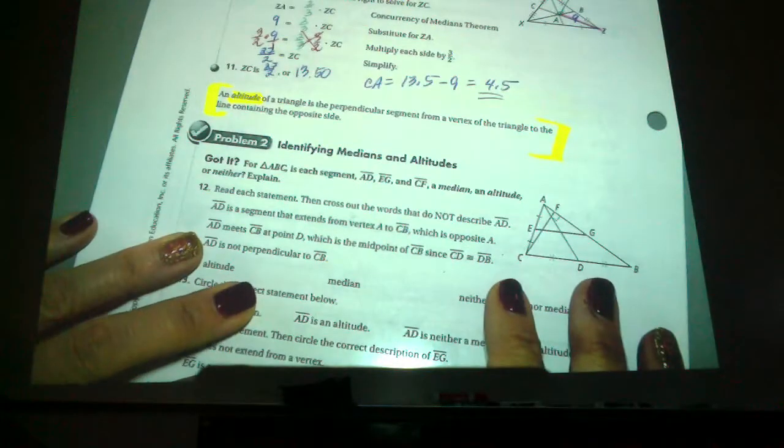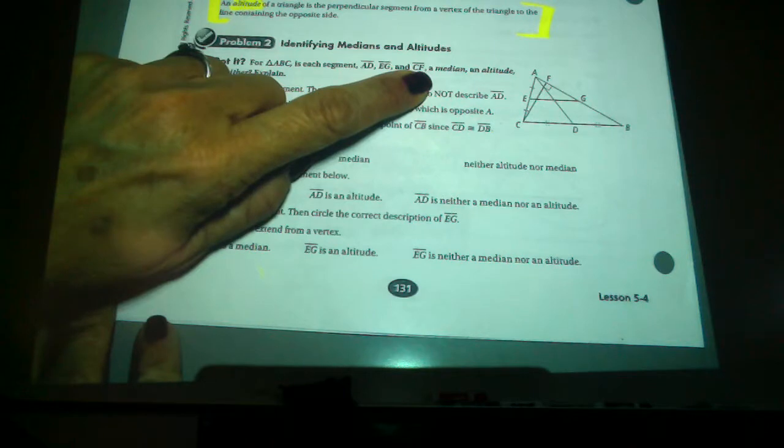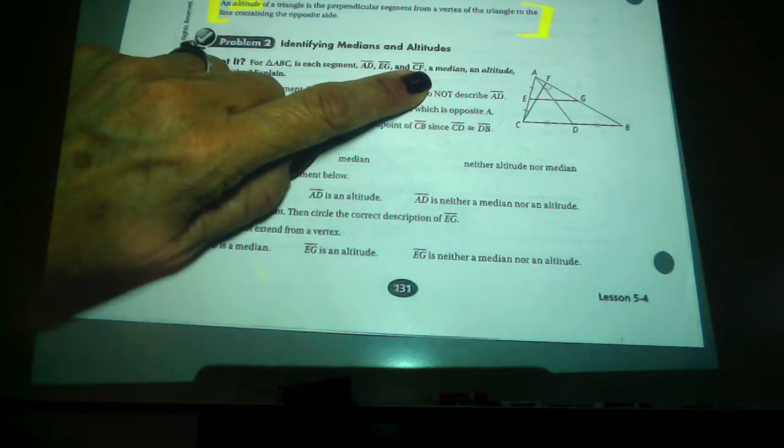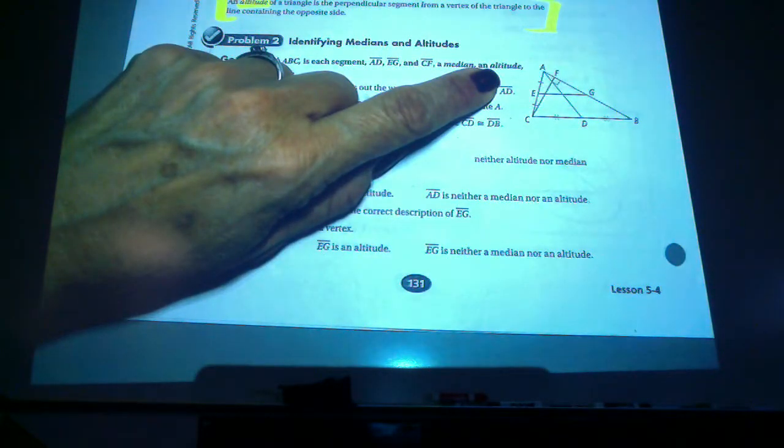Yeah, of our altitude. So I'll show you what all that looks like. But consider the following problem. For triangle ABC, is each segment AD, EG, and CF a median, an altitude, or neither? So what are the characteristics of a median? From the vertex to the opposite side's midpoint. So that's the characteristic of the median. An altitude must do what? It comes from the vertex, and it is perpendicular to the opposite side.